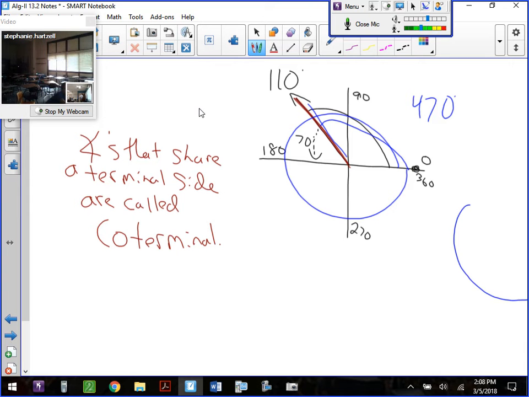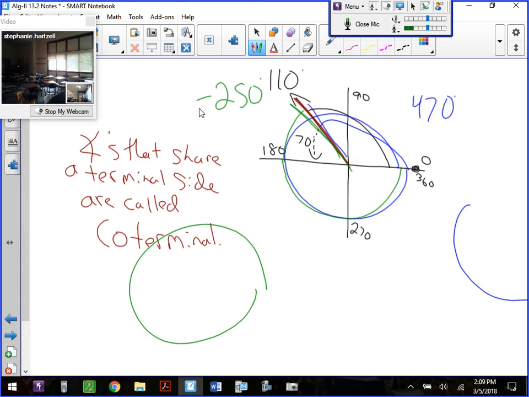Okay. Now, what if I went the other direction? What if I went negative? Careful. If I go negative 360, I wind up back there. So if I want to wind up at 110, here's negative 180. And how many degrees up did I have to go? So what's 70 more than 180? 250. So the coterminal angle would be negative 250. That's all you're doing.